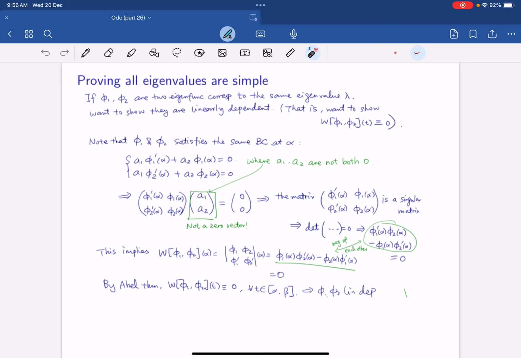And how do we do that? Well, because this is a non-zero vector, then the product must be 0, so the matrix is a singular one. This means that the determinant is 0, which implies this. Because the Wronskian is just this determinant, and we already showed that it is 0, then by Abel's theorem it is always 0. So phi 1 and phi 2 are linearly dependent. So it's relatively simple to show that the eigenvalues are simple.